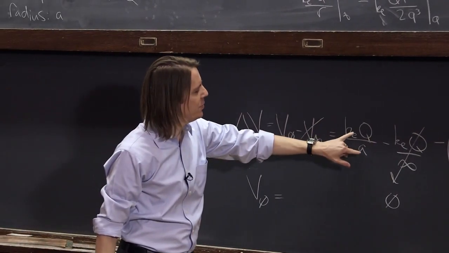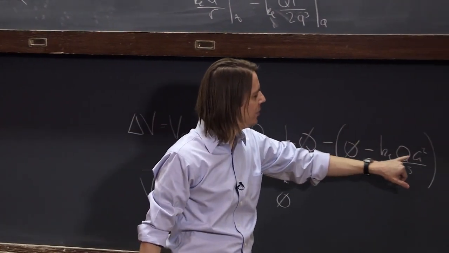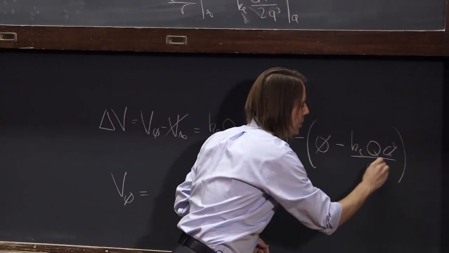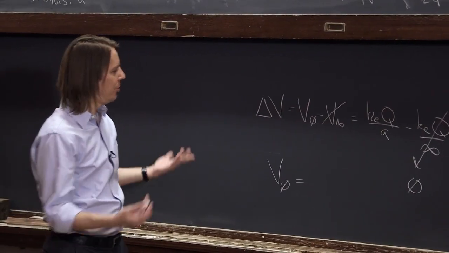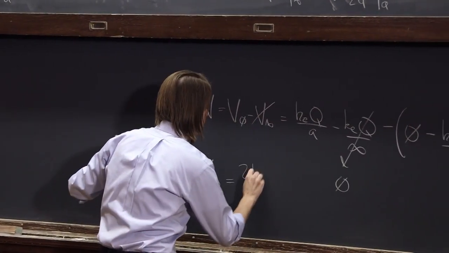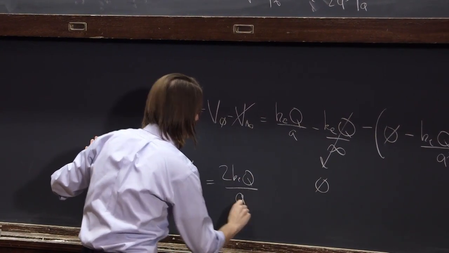We have KEQ over a here. And actually, we have minus, minus is plus, and those cancel. We have KEQ over a there. They both gave the same thing, and they're both plus, so they add. So we get 2 KEQ over a.